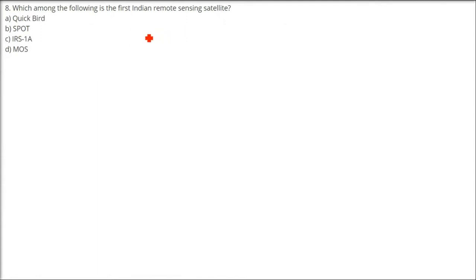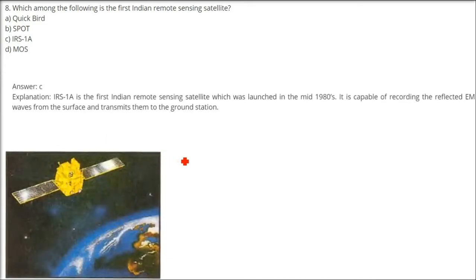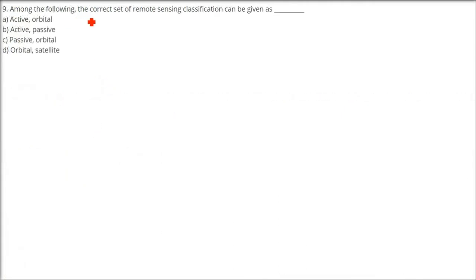Which among the following is the first Indian remote sensing satellite? This is Indian Remote Sensing 1A. This is the first Indian remote sensing satellite, which was launched in the mid-1980s, and it is capable of recording the reflected electromagnetic waves from the surface and transmitting them to the ground station. The answer is C, IRS 1A.